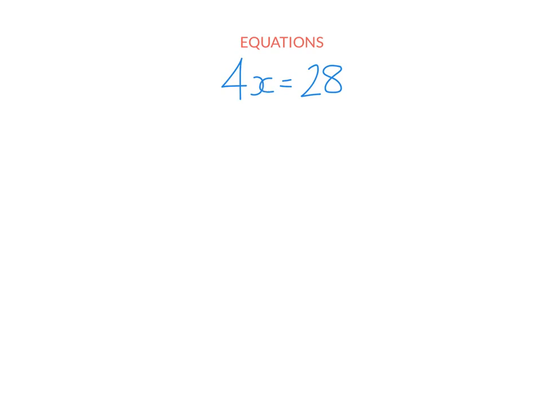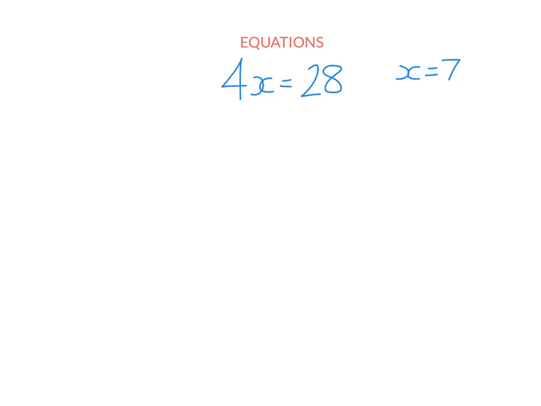Most people can probably do this off the top of their head. The solution is x equals 7, because 4 times 7 equals 28 is a true statement. The solution's not x equals 10, because 4 times 10 does not equal 28. So there's one and only one solution to the equations we're going through.